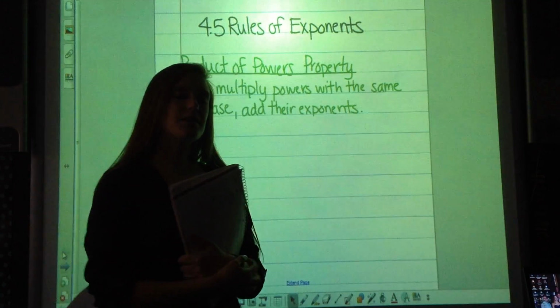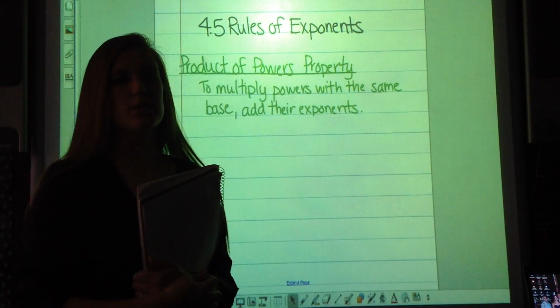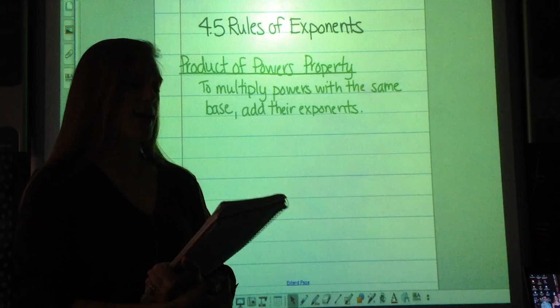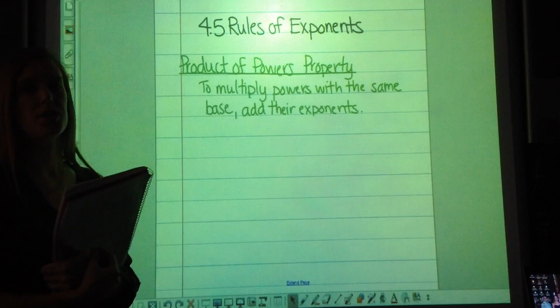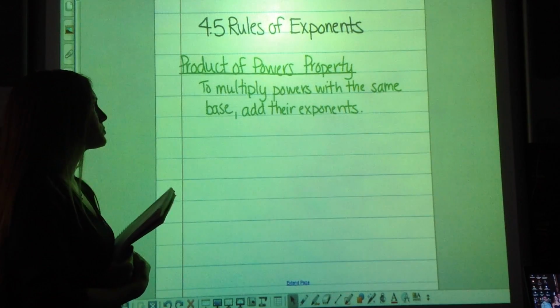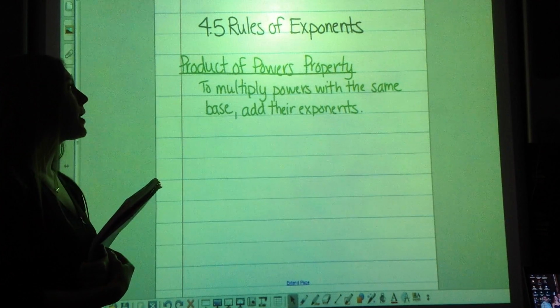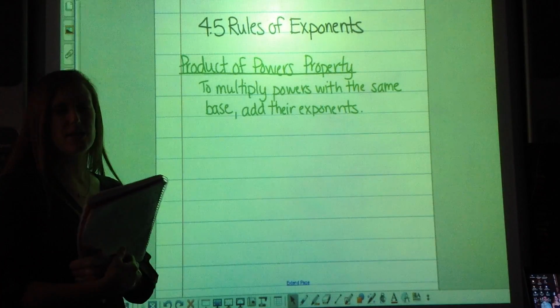This lesson's title is Rules of Exponents. Our goal is to multiply and divide exponents. Let's start with multiplication. This is the product of powers property. To multiply powers of the same base, add their exponents.